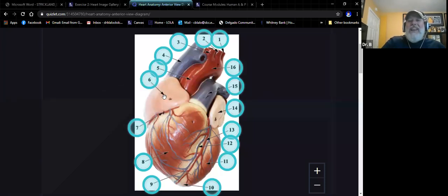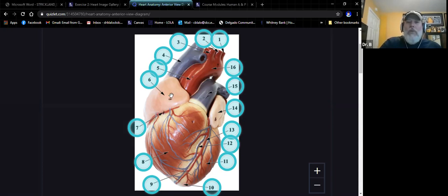But if the question said identify the chamber, it would be the right atrium, because that's what's sitting right underneath this right auricle. So again, you just want to make sure you read the question and give me what is being asked. If I ask you for the structure and you tell me right atrium, it's going to be wrong. If I ask you for the chamber and you tell me right auricle, it's going to be wrong. So make sure you read the question and take your time.